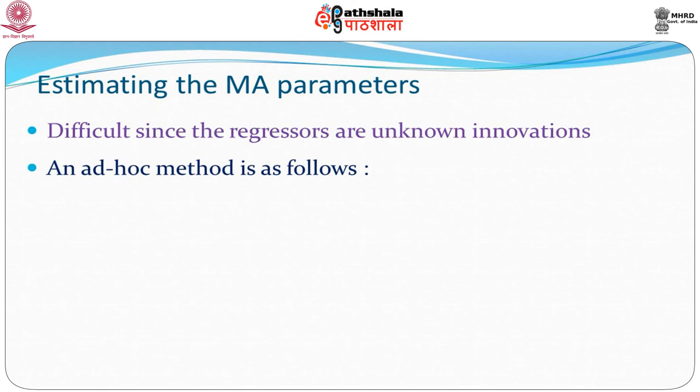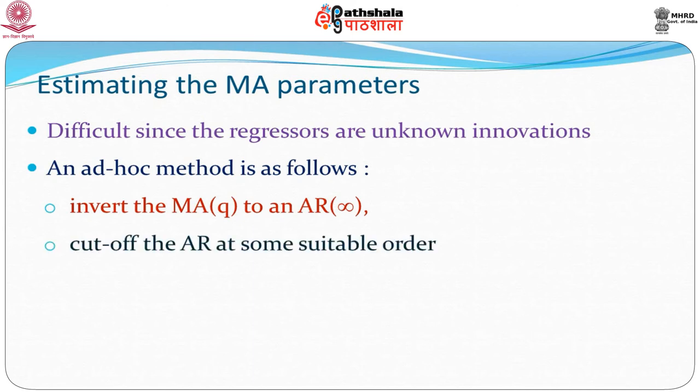Now, traditionally there had been an ad hoc method which was followed, and this was to invert the MA q to an AR infinity. We saw that we can always do that. So, we write the MA q in terms of the AR infinity. In fact, we get a relationship between the parameters of the MA q and the AR infinity parameters. Then what we do is we truncate the AR to a certain order. Because if you go further and further back, obviously we would expect that the dependence would be less and less. So, maybe reasonably we can go back to some stage, and beyond that we will assume that there is no influence, and hence we will cut it off at that time point.